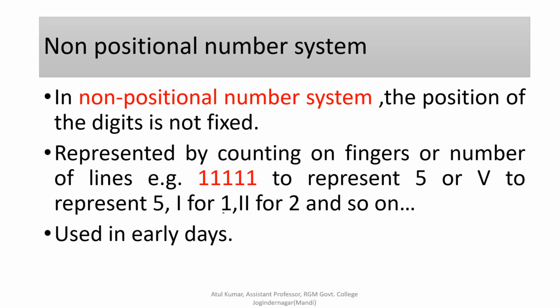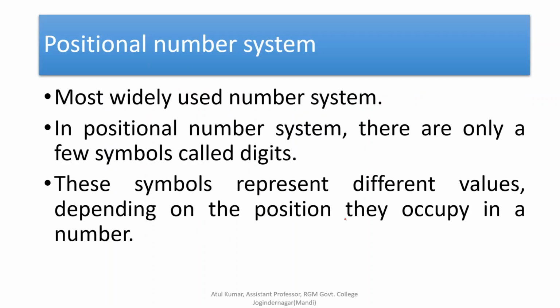We have a symbol 1 to represent 1. We have a symbol 2 to represent 2, and so on. This type of number system was used in early days, but nowadays we use positional number system, and this is the most widely used number system today. In positional number system there are only a few symbols called digits. These symbols represent different values depending on the position they occupy in the numbers.